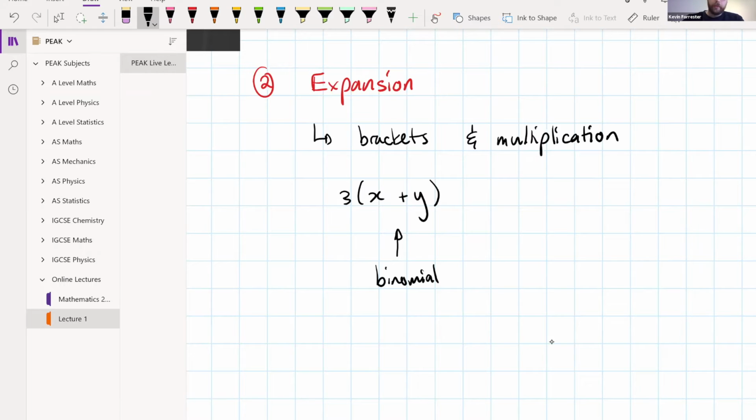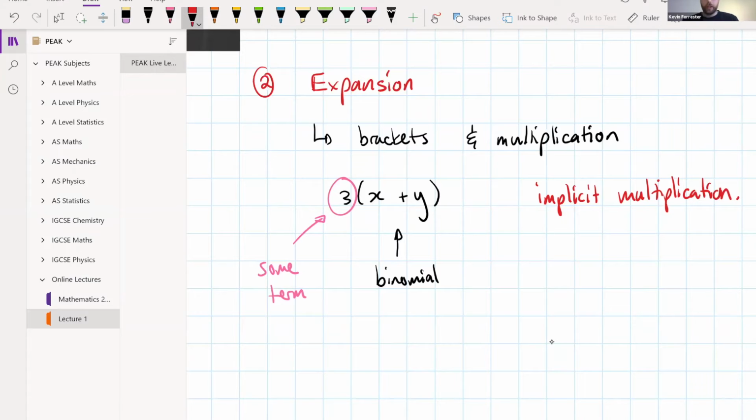So when you have some number, or some term, next to a bracket, like this 3 is, that is called an implicit multiplication. What implicit multiplication means is that you need to take this 3 and multiply it to every single term in the bracket. I hope you guys remember BODMAS maths, very, very important.